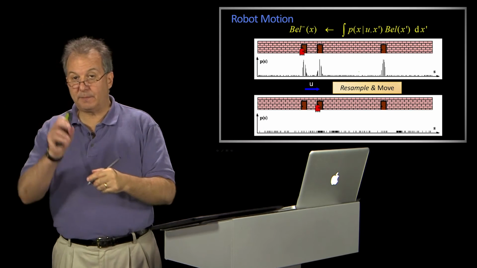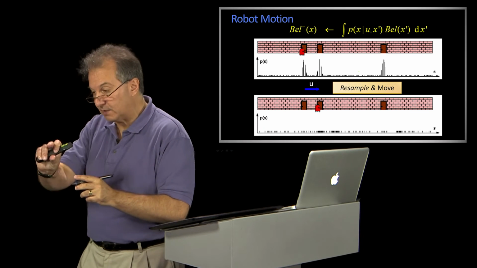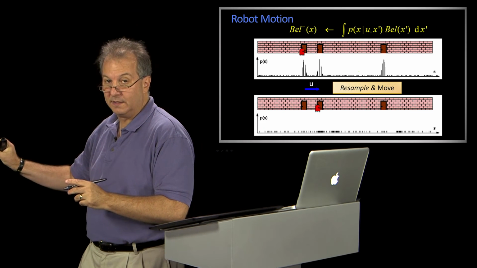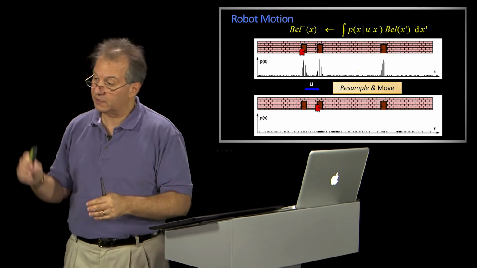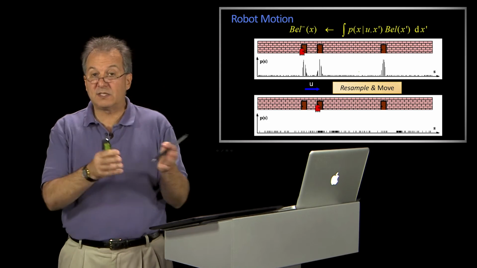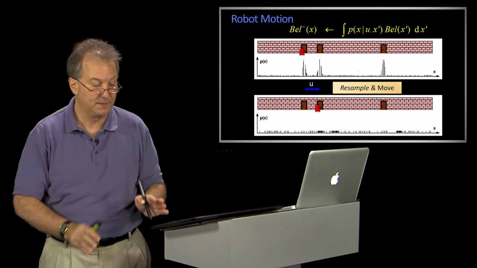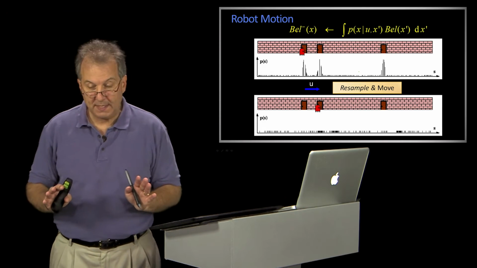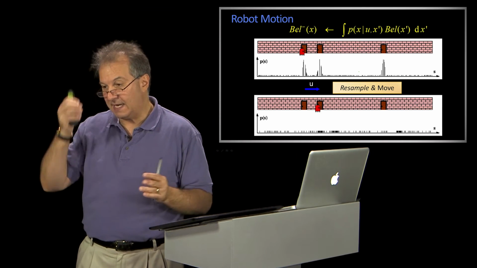So I sample the particles, and every new particle that I create starts off with a uniform weight. So let's say I need 1,000 particles, I sample 1,000 times. I might get the same particle more than once. That's okay. Then what I do is I sample and I move.